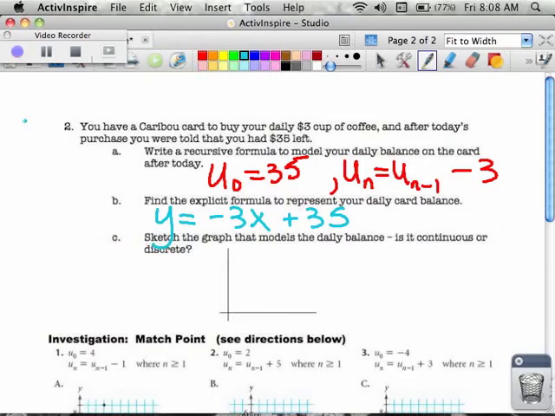What I would like you to try to do is part C. I want you to try and sketch it. Make sure you put some kind of scale on your axes. And then tell me whether it's continuous or discrete. I'll give you 2 minutes.